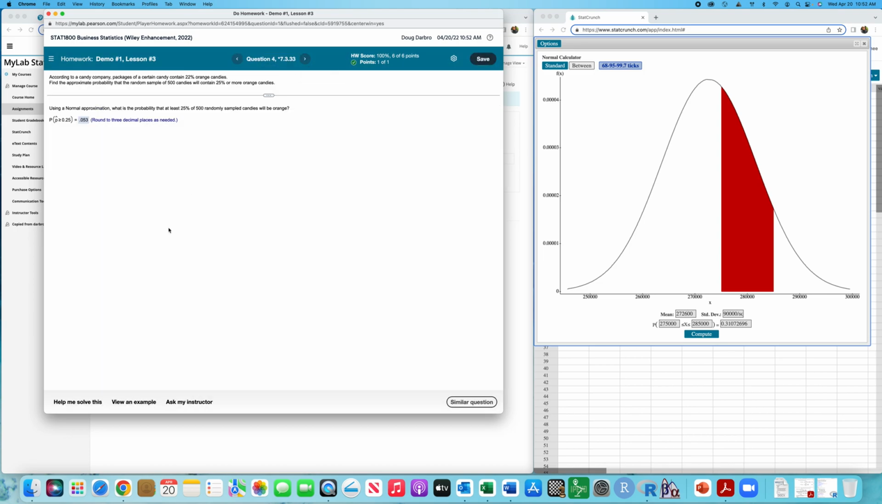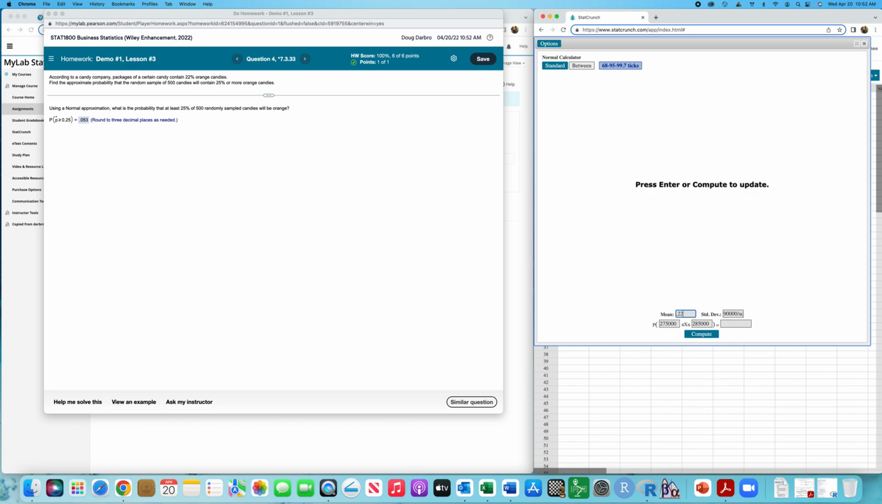All right, apparently we have a candy company, 22% are orange. Find the approximate probability that a random sample of 500 will contain 25% or more orange candies. So kind of same song and dance here. We put in the mean, which is 0.22, put in the square root of 0.22 times 1 minus 0.22. I can do that in my head. If you can't, grab your calculator. Nothing wrong with it. And then we have a sample size of 500, so then close that.